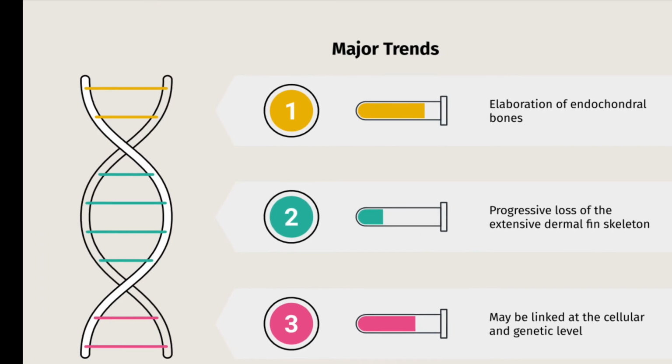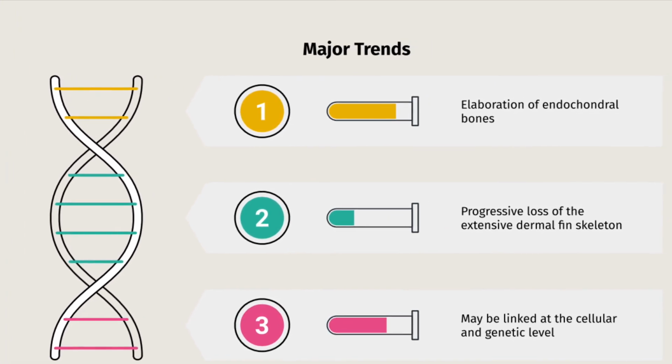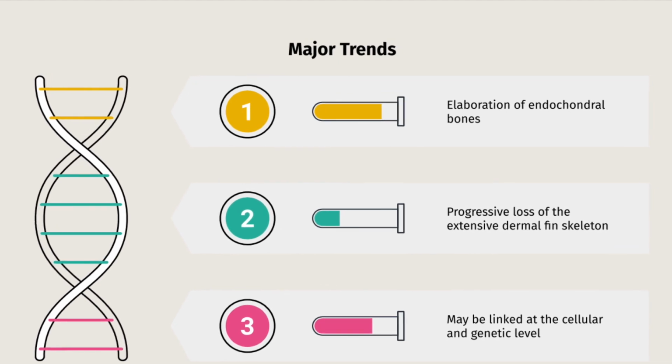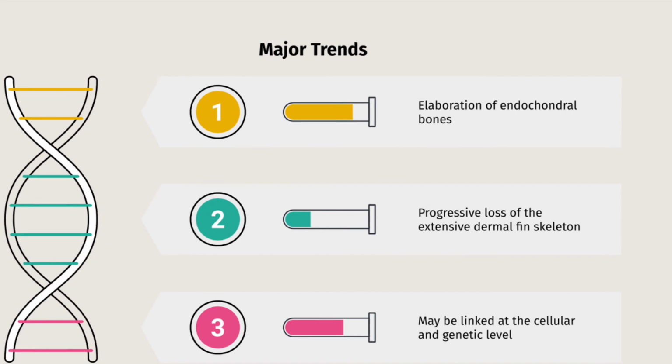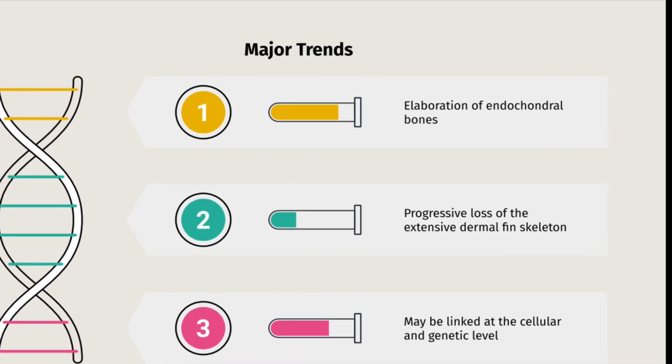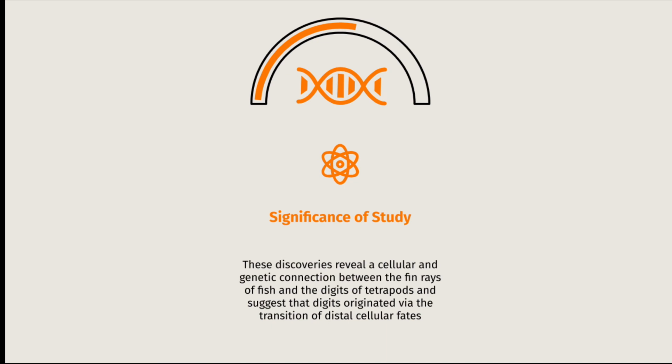Some major trends that we can see are the elaboration of the endochondral bones, as well as the progressive loss of the extensive dermal fin skeleton, and this may be linked at the cellular and genetic level. So this study was significant because it revealed a cellular and genetic connection between fin rays and the digits of tetrapods through the transition of cellular fates.